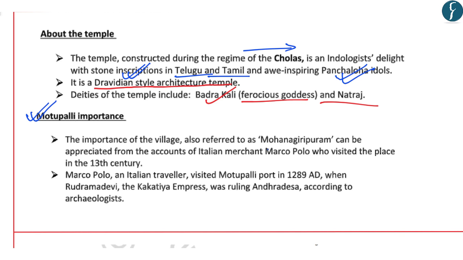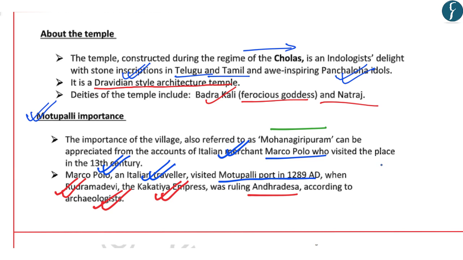Now, this village was mentioned by a very famous Italian merchant, Marco Polo, who visited India in the 13th century. In his description, this particular place was also referred to as Mohanagiripuram. Marco Polo was an Italian traveler who visited the Motupalli port in 1289 AD. During that period, Motupalli port was ruled by the Kakatiya Empress Rudrama Devi, who was ruling Andhra Desa as per some of the archaeologists. So these brief facts become important with respect to Motupalli port, which is also important because it was visited by Marco Polo, an Italian traveler.